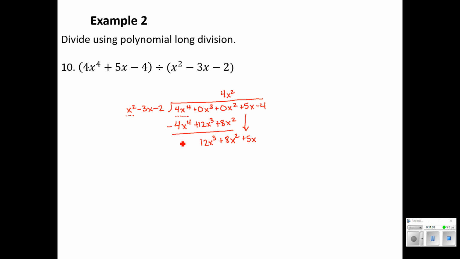What do I multiply x squared by to get 12x cubed? That would be 12x. 12x times x squared, there's our 12x cubed. 12x times negative 3x is negative 36x squared. And 12x times negative 2, negative 24x. Switch the signs and add. The x cubes cancel. We have 44x squared and 29x. Drop down the next one in line.